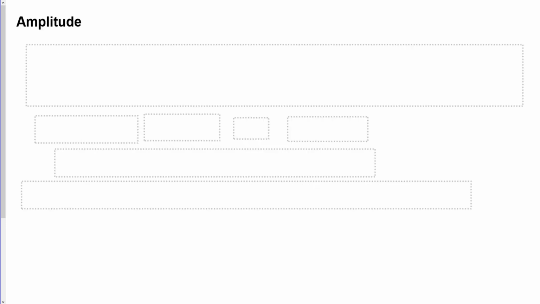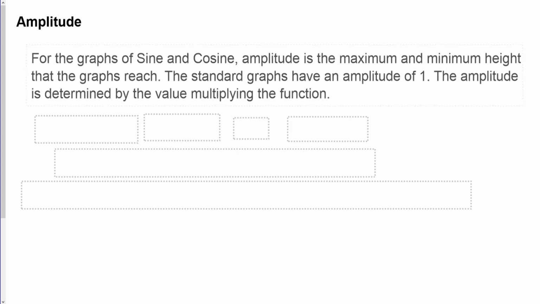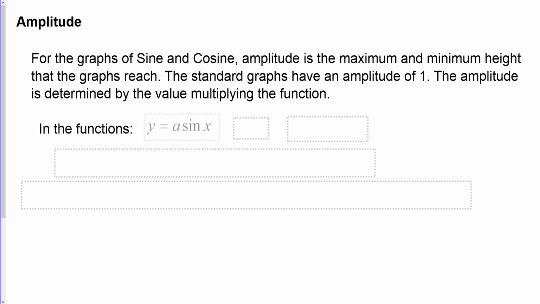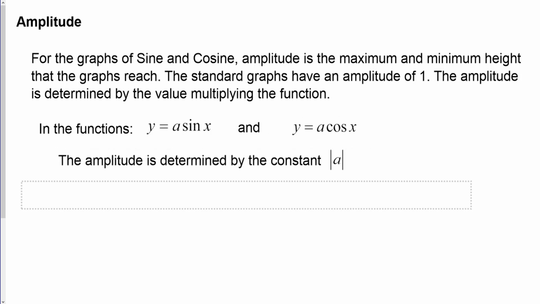So starting with amplitude, for the graphs of sine and cosine, amplitude is the maximum and minimum height that the graphs reach. The standard graphs have an amplitude of 1, but the amplitude is determined by the value multiplying the function. So in the functions y equals a sine x and y equals a cosine x, the amplitude is determined by the absolute value of a.